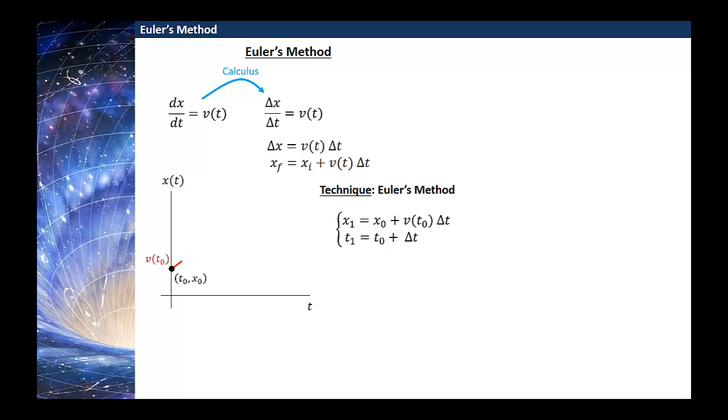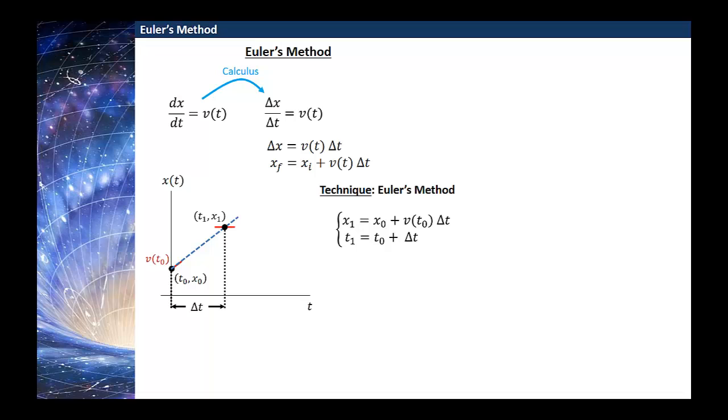So I just use that x_1 is equal to x_0 plus v at t_0 times delta t. So that initial slope tells me where my new position, or my new solution, x_1, should be. And then t_1 is just the original time, t_0, plus delta t. So I just have this time interval of size delta t, and I'm stepping forward to the next point given by the linear approximation, taking the slope at that initial point.